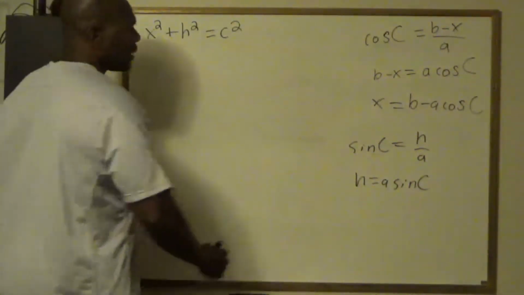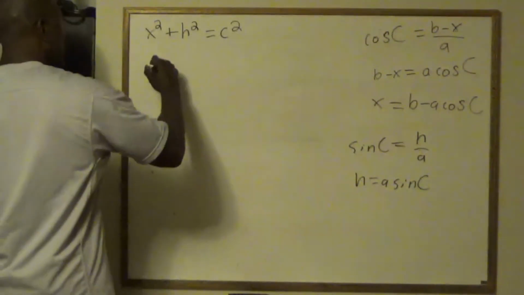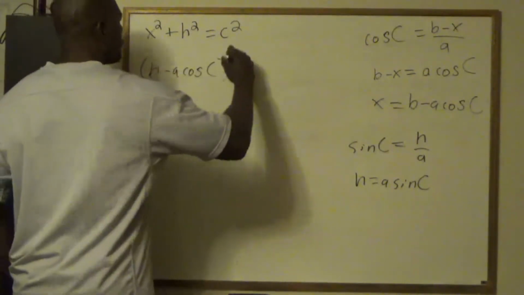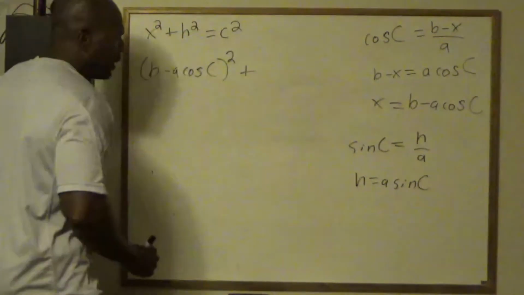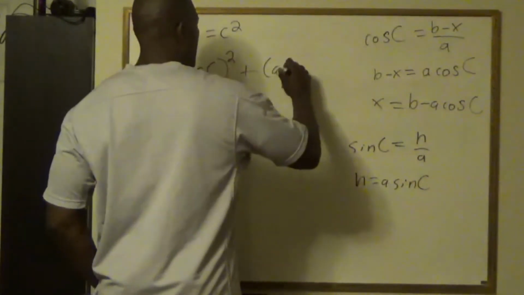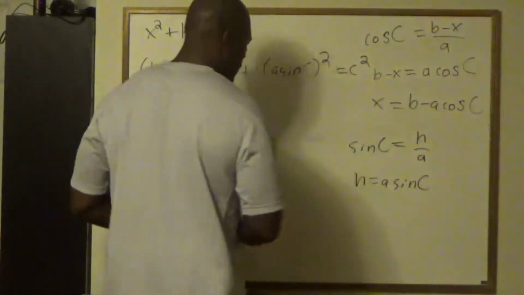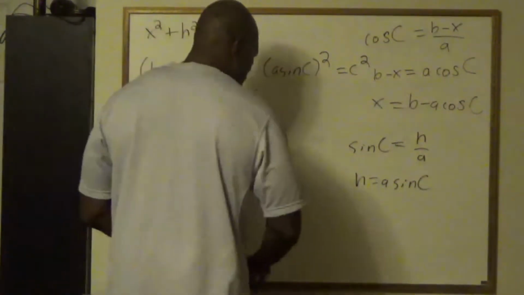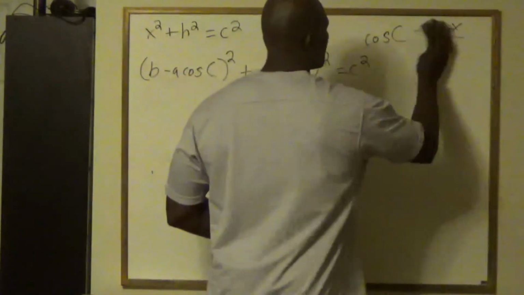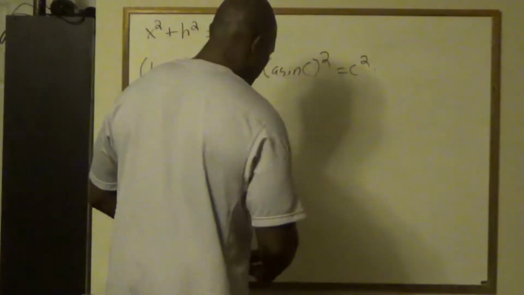So again, x is b minus a cosine c. So x squared would be (b minus a cosine c) squared plus h squared. h is a sine c, so that would be (a sine c) squared equals c squared, of course. So now from here, we're just going to do a little bit of algebra, apply some trigonometric ratios, and we should be on our way.